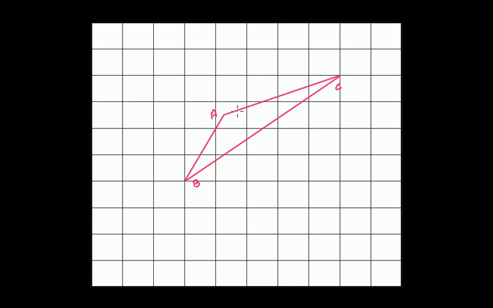But wait, no line of symmetry means that it is a scalene triangle. One line of symmetry means that it is an isosceles triangle. And three lines of symmetry means that you have an equilateral triangle.